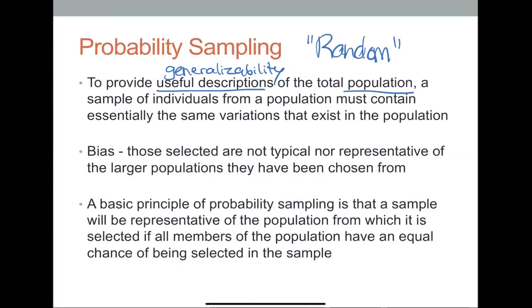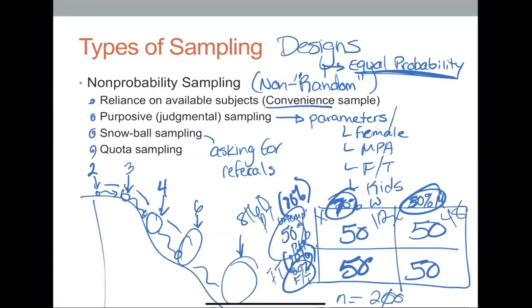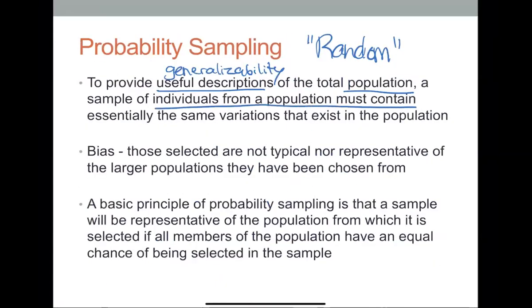And that's the mistake of me, because not everyone had equal chance, including first year students that are just starting, who may be much more averse to that in the first place, right? So random sampling, right? We want individuals from a population to contain essentially the same variations that exist in the population. When we choose a random sample, everybody in the sample has equal probability of being chosen from the bigger population, which means it should look very much like the population as a whole, just a subset of them.